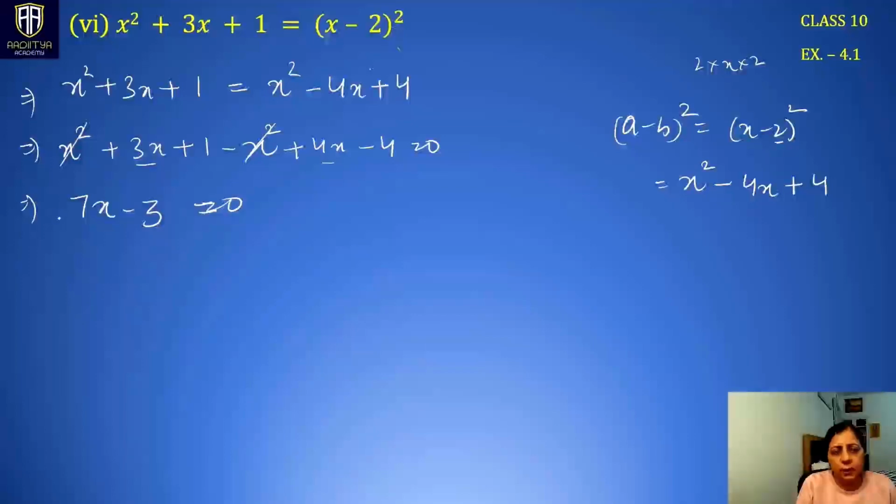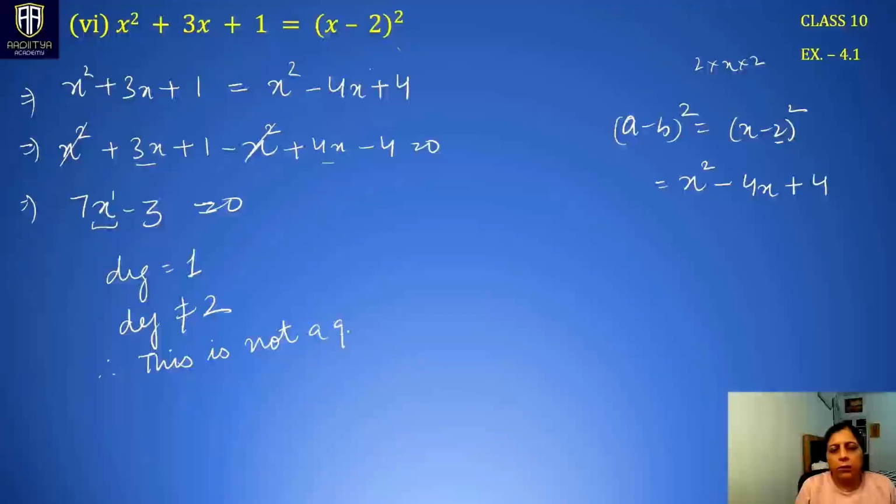So you can see that here we have x as x to the power 1 is the highest power of the variable. So degree here is 1. That means degree here is not equal to 2. Therefore, we can see that this is not a quadratic equation, right? For an equation to be quadratic, the highest power of the variable should be 2. So that term is missing here. That is why this is not a quadratic equation.